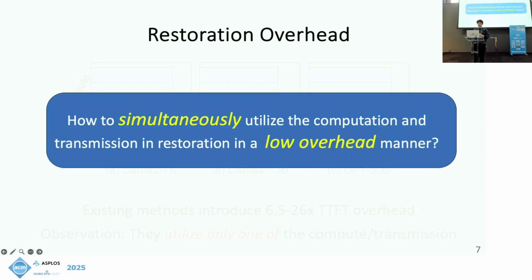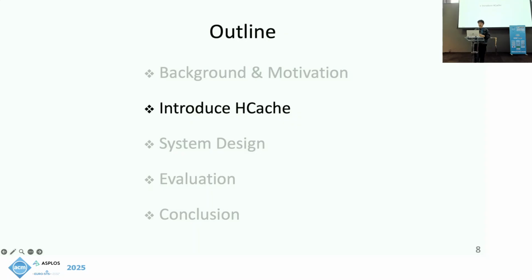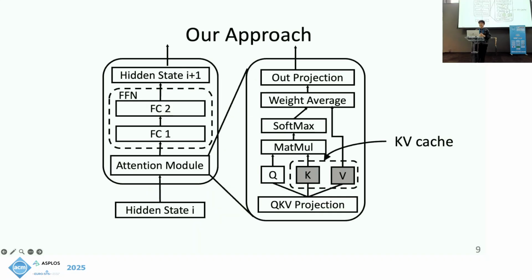To solve this problem, our work tries to explore how to simultaneously use both computation and transmission resource in the LLM restoration. I will introduce our key findings for this problem, the HCache. Let's start by revisiting the LLM structure. As you can see in the figure, each LLM layer has an input. We name it the hidden state.